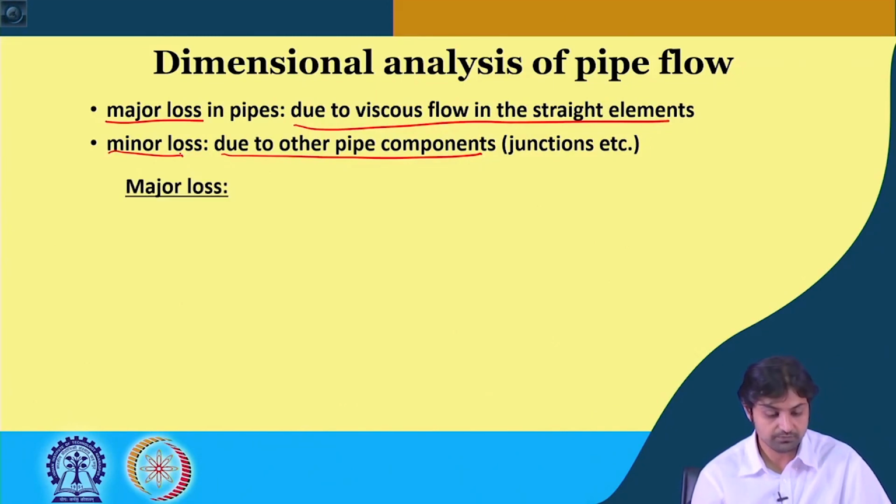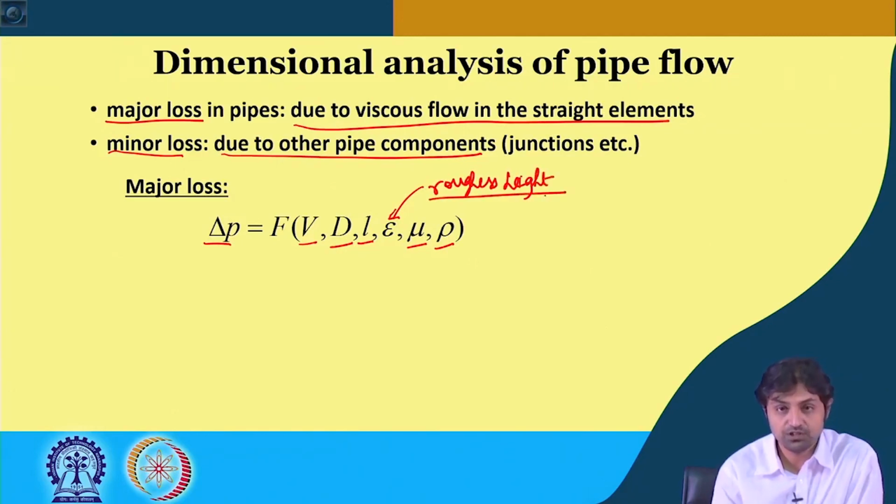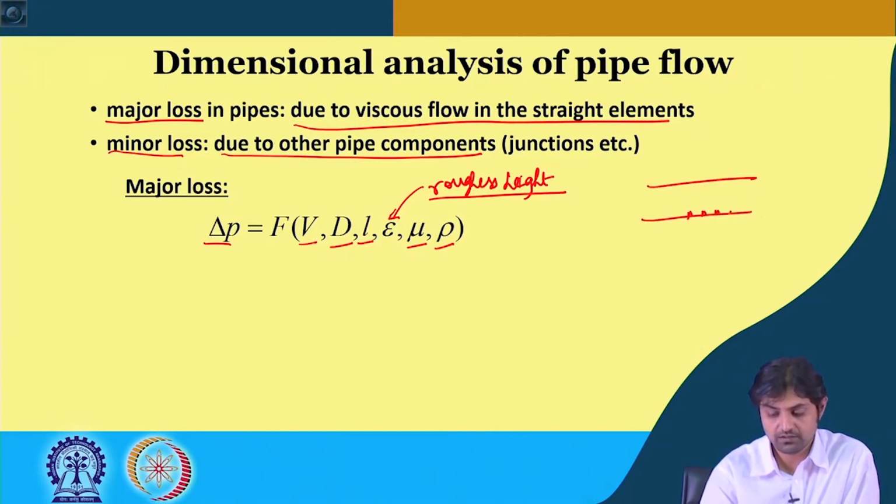So for major losses, during the dimensional analysis we say that the pressure drop should be a function of the velocity in the pipe, diameter d, length L of the pipe, mu the viscosity, and the density of the liquid. Here we have an additional element, that is roughness height epsilon. Okay, this is a new thing that we are going to take into account. Earlier we said that the pipes were smooth, there were no roughness elements. So in principle there are roughness elements like this.